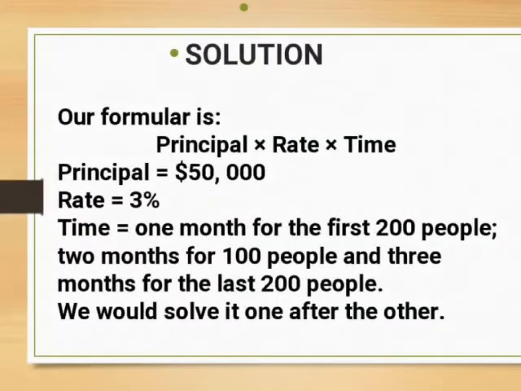Solution. In finding the solution to the above problem, our formula still remains interest equal to principal times rate times time. Our principal here was $50,000. Our rate is 3%. Our time equal to 1 month for the first 200 people, 2 months for the second 100 people, and 3 months for the last 200 people. We will solve it one after the other.